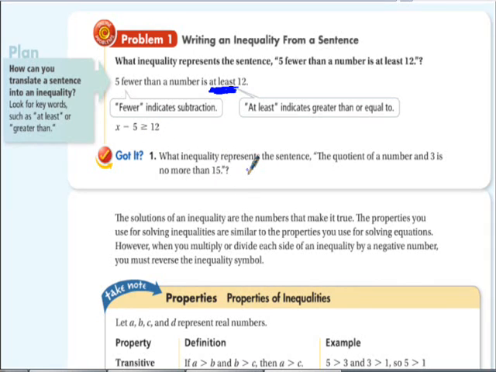Which inequality represents the sentence, the quotient of a number and 3 is no more than 15? Go ahead and pause the video, try that one, and then unpause, and I'll tell you. Okay, so you've unpaused. The quotient of a number and 3, so hopefully you have x over 3, and then we have 15, and then the question becomes, which inequality do I put in here? And it's actually less than or equal to. The quotient of a number and 3 is no more than 15, so it could be 15, but it can't be greater than 15. It has to be less than or equal to 15.